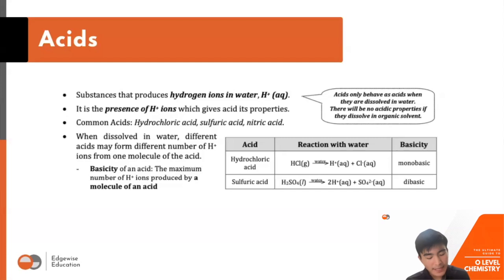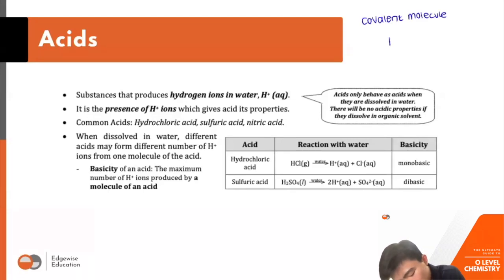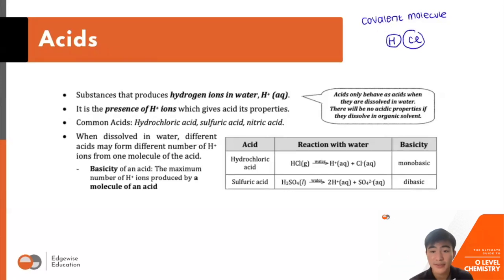Okay? Now, let's start off with what are acids. Just now we discussed covalent, ionic, metallic in bonding. For example, I have a covalent molecule, and this molecule is known as HCl. How do I know it is covalent? Very simple. Because covalent is always between non-metal and non-metal, right? Hydrogen is a non-metal, chlorine is also a non-metal, right?